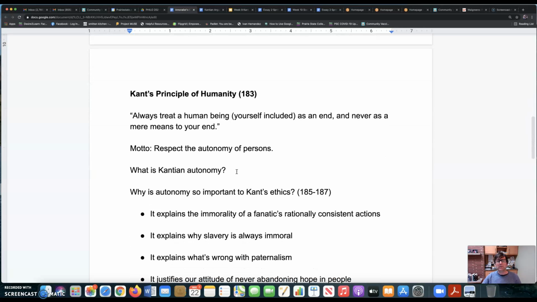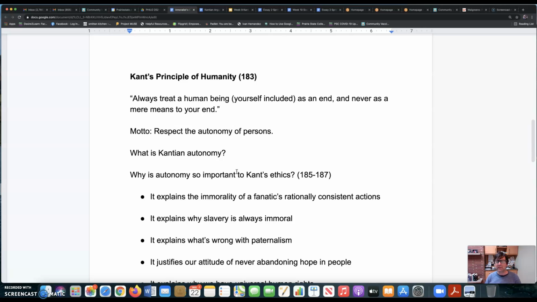And so here we are on page 183. So this brings in the idea of autonomy or freedom, free will. Always respect the autonomy or the free will of a person.